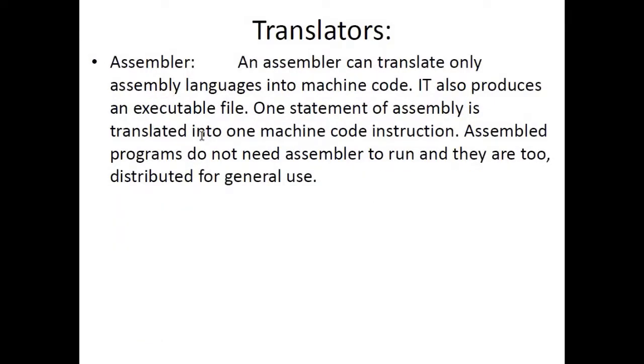Assembler. An assembler can only translate assembly language into machine code. It also produces an executable file. One statement of assembly language is translated into one machine code instruction. Assembled programs do not need the assembler to run, and they are distributed for general use.